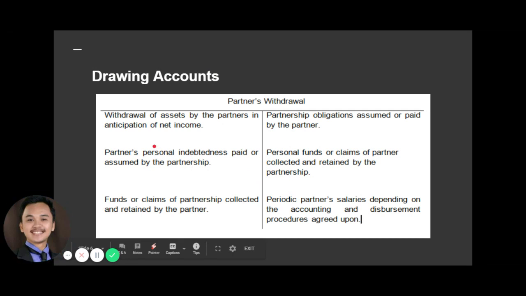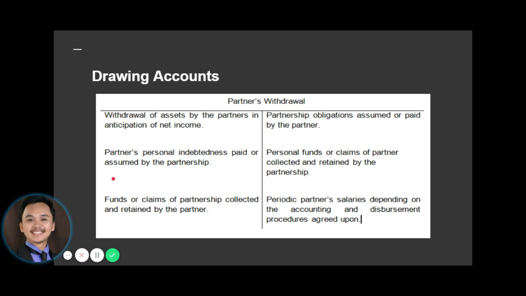So let's go one by one through the items that increase your withdrawals. First, we have withdrawal of assets by partners in anticipation of net income. If the partner is expecting an income and has already withdrawn, that withdrawal will obviously be debited. So the journal entry will be debit to partner's drawings, credit to cash. Later on, we will be discussing the actual journal entries to be recorded if these transactions occur.